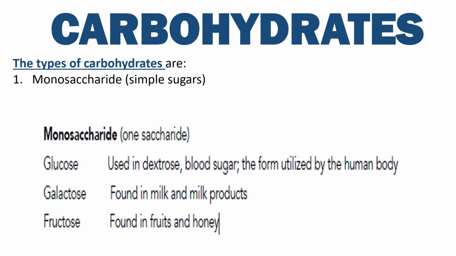Glucose is also called dextrose, the so-called blood sugar, and the form utilized by the human body, and usually we can find it in hospitals and other medical areas. Galactose is found in milk and milk products, while fructose is found in fruits and honey.